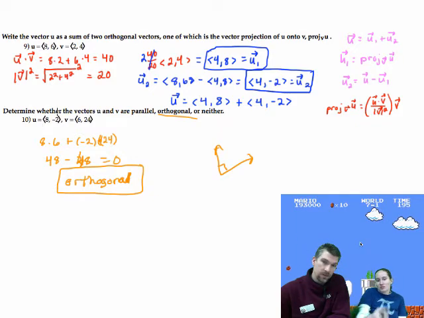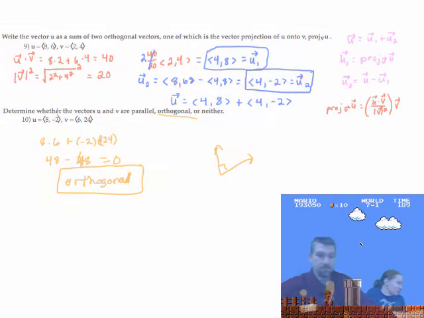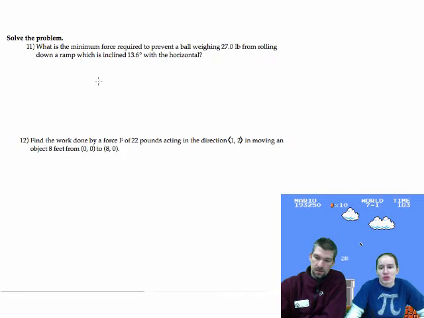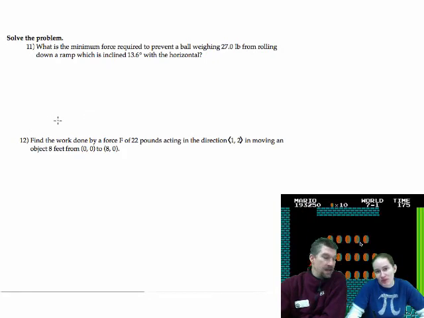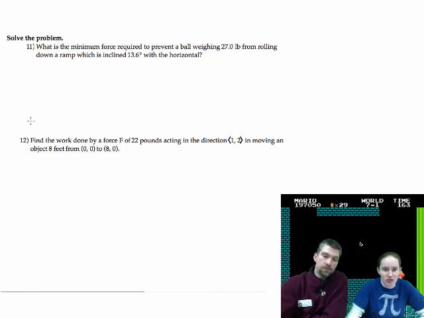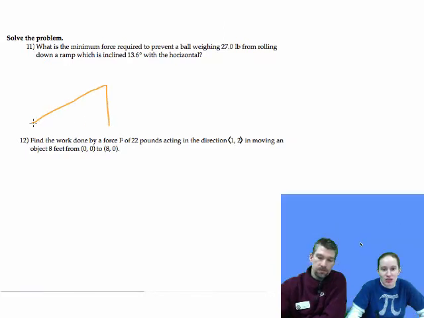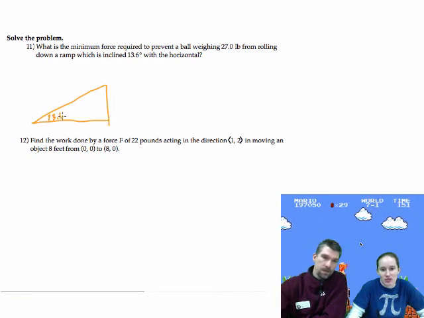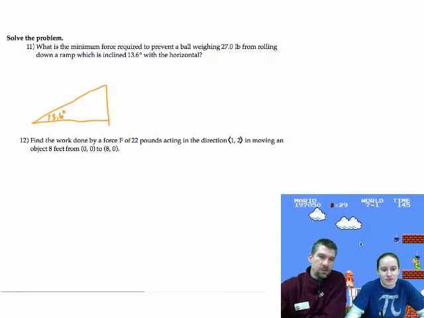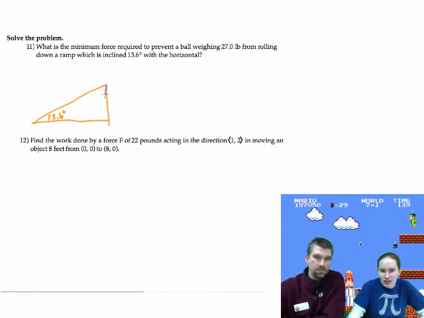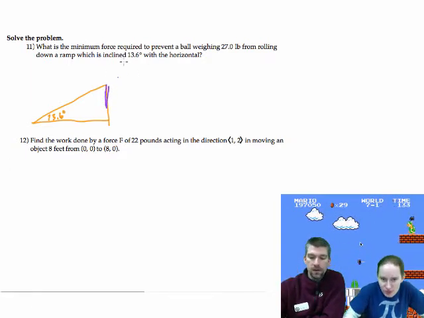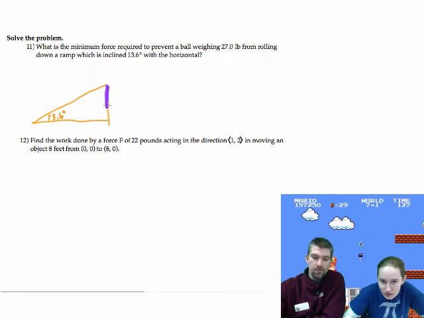All right, what is the minimum force required to prevent a ball weighing 27 pounds from rolling down a ramp which is inclined 13.6 degrees with the horizontal? That is a heavy ball. So we've got this hill ramp thing that is inclined at 13.6 degrees. I sense some sort of right triangle business coming.